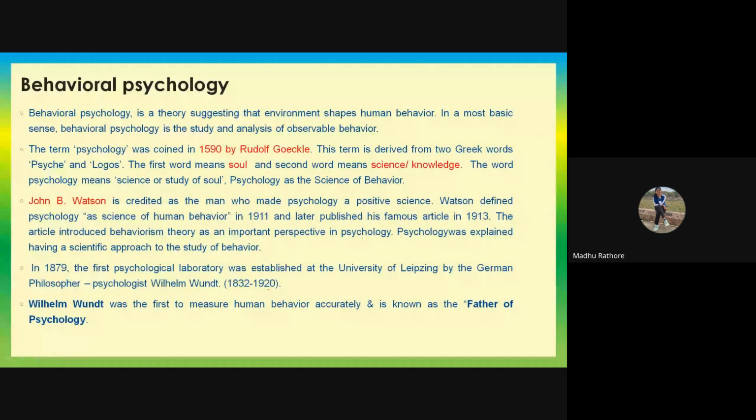Right. So this is behavioral psychology. It's a theory suggesting that environment shapes human behavior. Behavioral psychology means environment shapes human behavior. We can also say behavioral psychology is the study and analysis of observable behavior. Our psychology becomes by our behavior, by our environmental behavior. Or we can say environment makes our behavior. So behavioral psychology is the study and analysis of observable behavior from our environment.